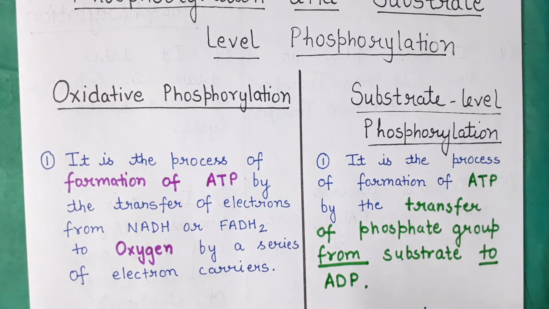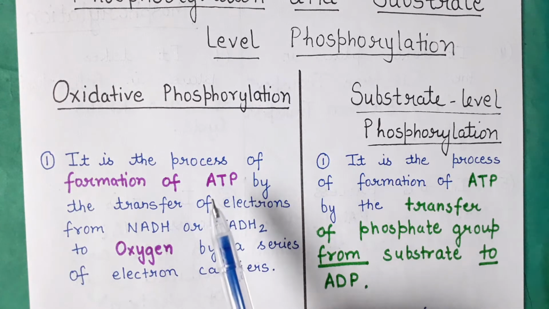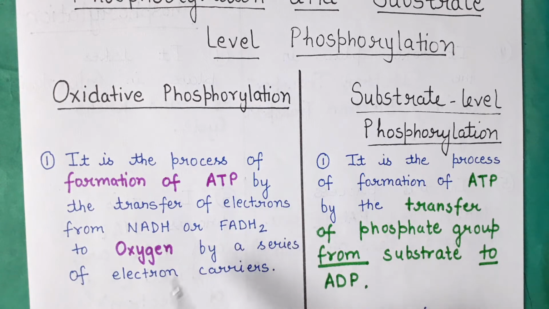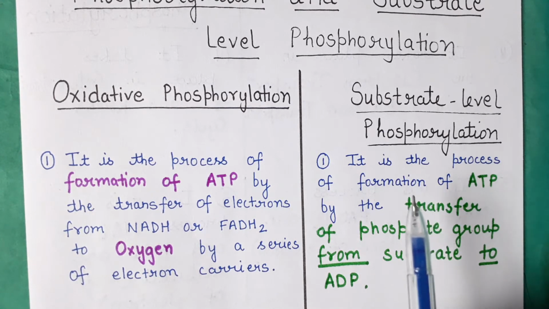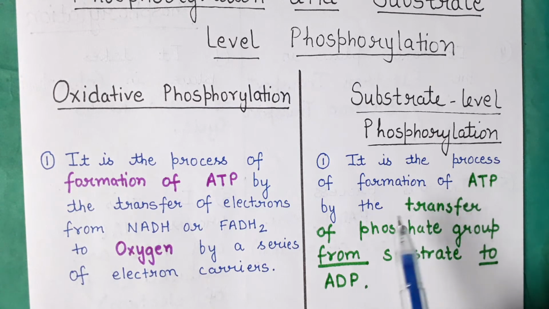So the difference between these two is that in oxidative phosphorylation, the formation of ATP is coupled with the transfer of electrons through a series of electron carriers. However, in substrate level phosphorylation, there is direct generation of ATP, only a transfer of a phosphate group from a substrate to ADP.